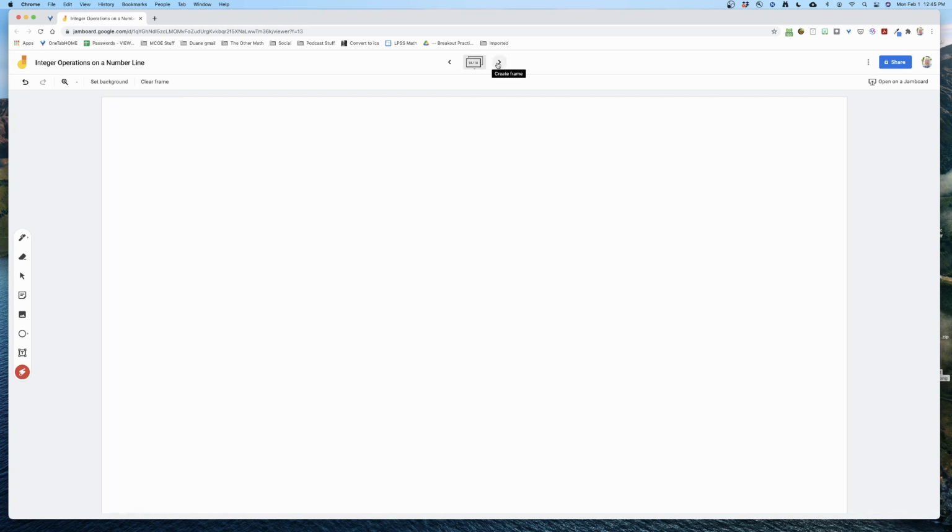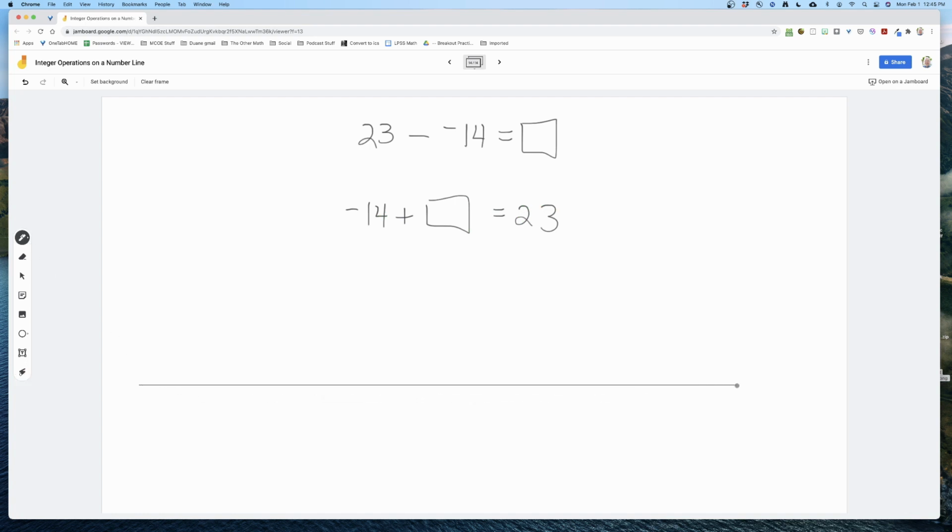So let's do a positive minus a negative. Let's do 23 minus a negative 14. All right, equals what? We're going to begin by writing that as an addition problem with a missing addend. So negative 14 plus what gives me 23? And now we're going to model it on our number line. Here we go.